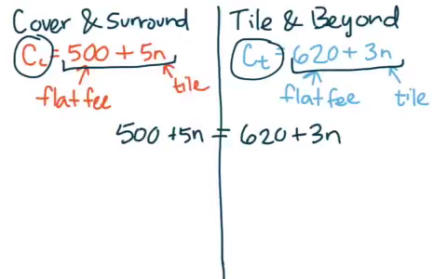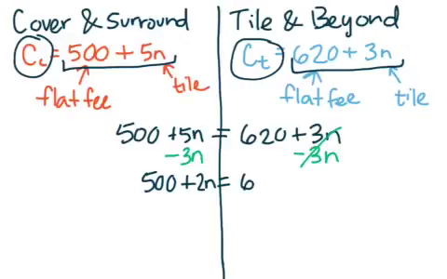So we remember from solving an equation, we want to get our variables on one side and our numbers on the other. So first we started off by subtracting 3n here to cancel that out, because we wanted to move it to the left side of the equal sign. So we did the exact same on the left side, because whatever I do to one side, I have to do to the other. So that gives me 500 plus, and then 5n minus 3n is 2n, is equal to 620.